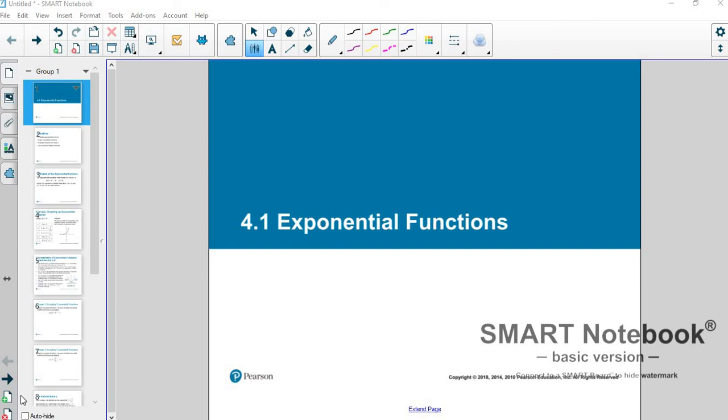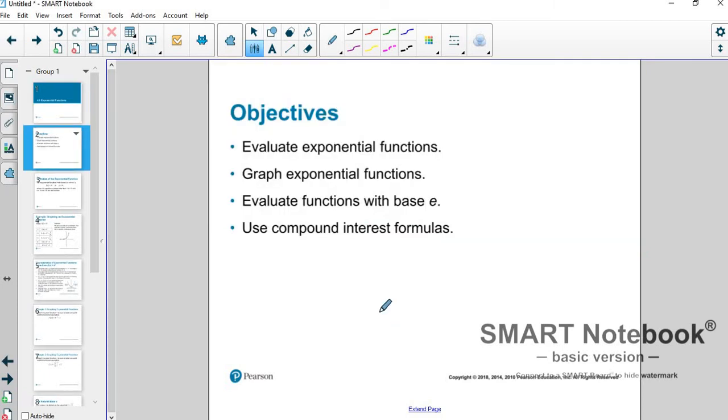This is the beginning of Chapter 4, Section 4.1, Exponential Functions. We're going to talk about the basics of exponential functions, how to evaluate them, graphing them. We're going to talk about the base e, which is a special number, kind of like pi, that we use in mathematics, and we represent it with a letter. We'll talk about it and how to use it on your calculator.